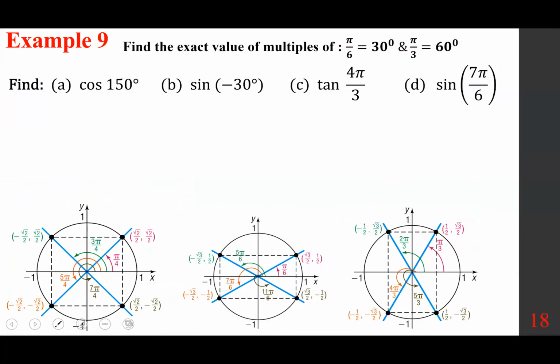Cosine of 150 degrees, or 5 pi over 6. And that's minus square root of 3 over 2.